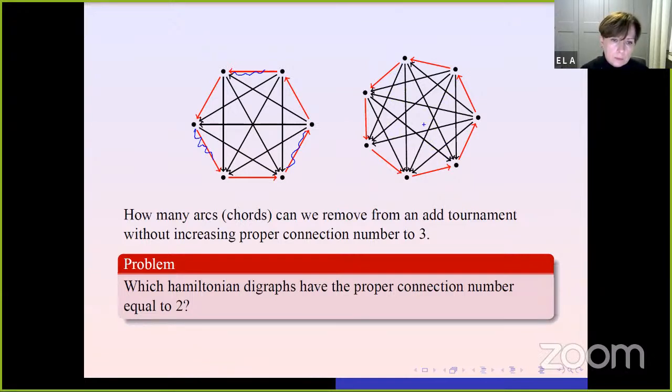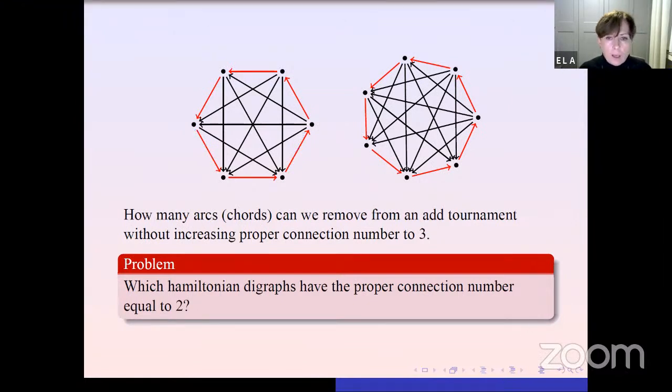And the proof says that we can always find such a coloring of the arcs inside and the arcs of the cycle that 2 colors are enough. So this result inspired our study, because we can wonder how many arcs which are inside this cycle, how many chords, can we remove from a tournament without increasing the proper connection number to 3.